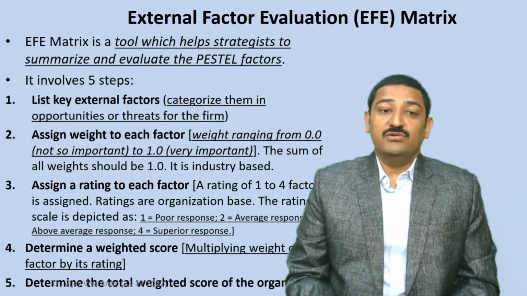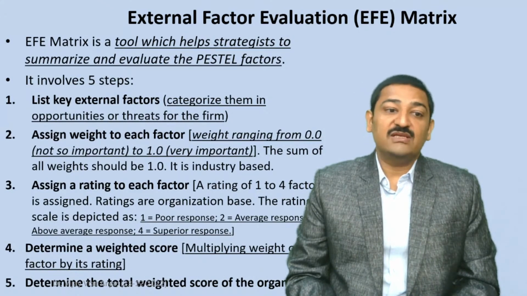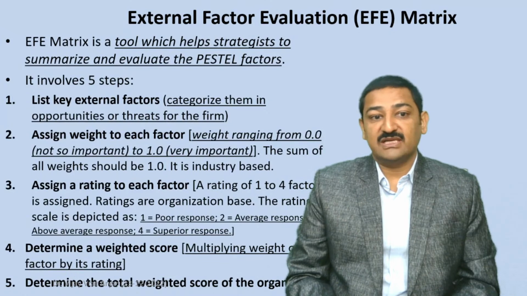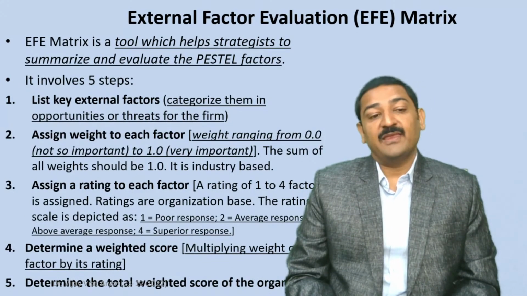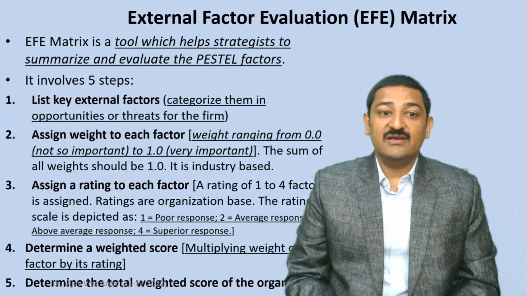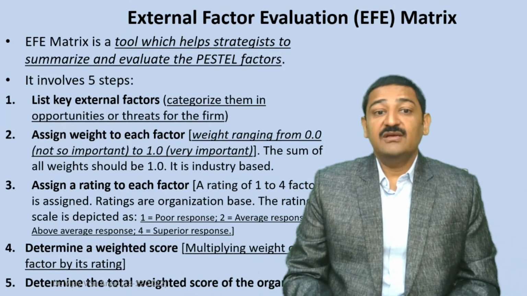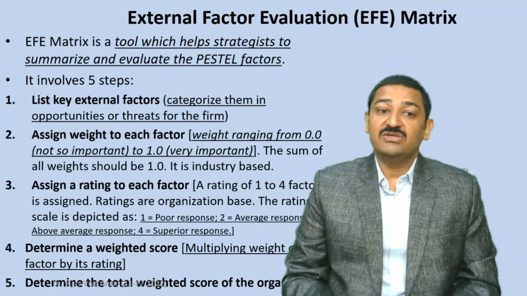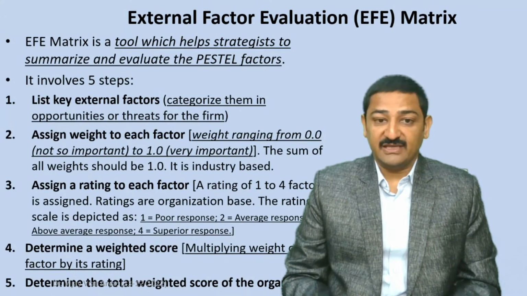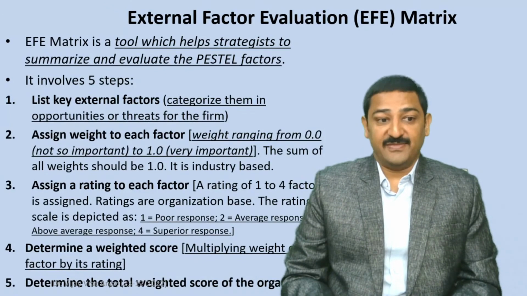This is a tool which helps strategists to summarize and evaluate the PESTEL factors. Usually there are around 5 steps. We need to understand each of these. In the first step, the strategist needs to list out the key external factors based on the PESTEL Framework analysis, and categorize them as opportunities or threats for the firm. So opportunity based factors will be categorized differently, and threat based factors will be categorized separately for the firm.